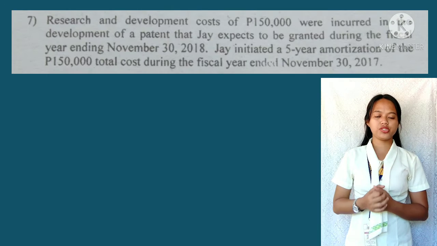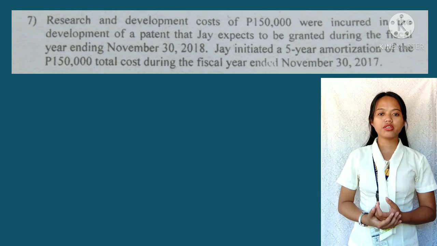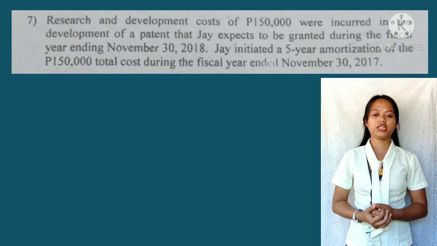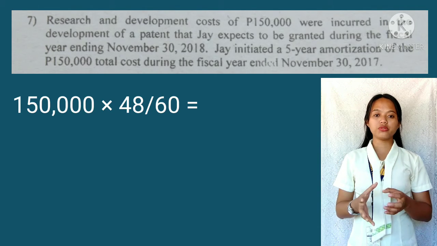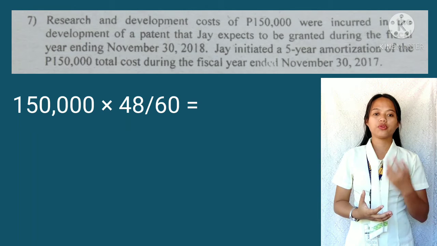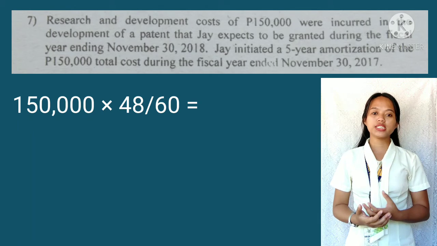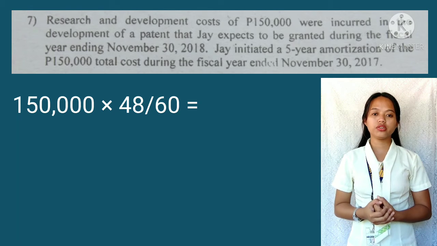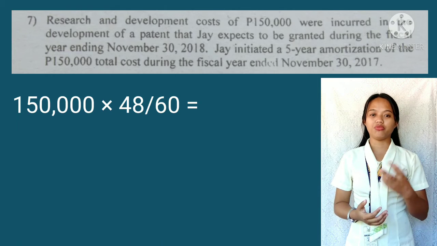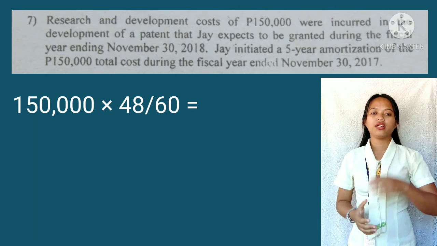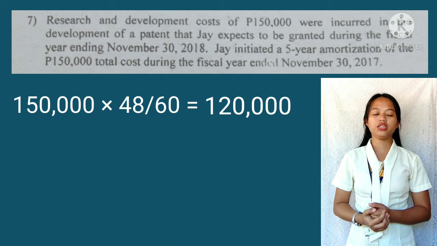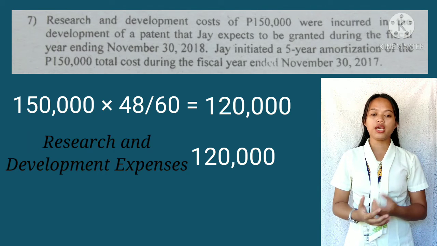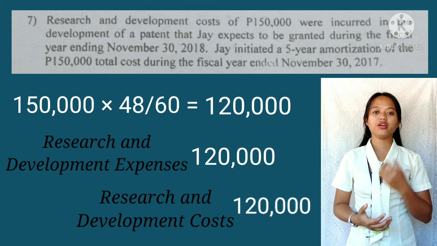For the seventh additional information, it is mentioned that Jay initiated a 5-year amortization of the 150,000 total cost during the fiscal year ended November 30, 2017. So 150,000 will be multiplied by 48/60. 48 is from the remaining amortization period, which is 12 months times 4 years, and 60 is from the whole amortization period, which is 5 years times 12 months. So 150,000 times 48 over 60 is equal to 120,000 pesos. The necessary correcting entry would be a debit of research and development expenses and a credit of research and development costs.